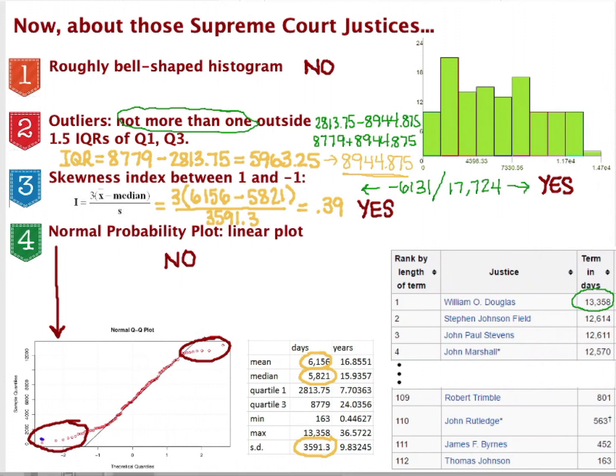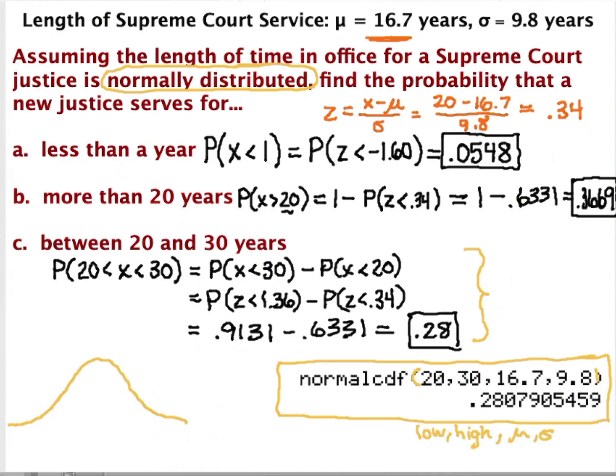So overall, if we look at all 4 tests, we had 2 that didn't disqualify the data, but we had 2 big no-nos. So I would say probably we shouldn't have been using a normal distribution to analyze that data, which means that these probabilities shouldn't be expected to be very reliable.